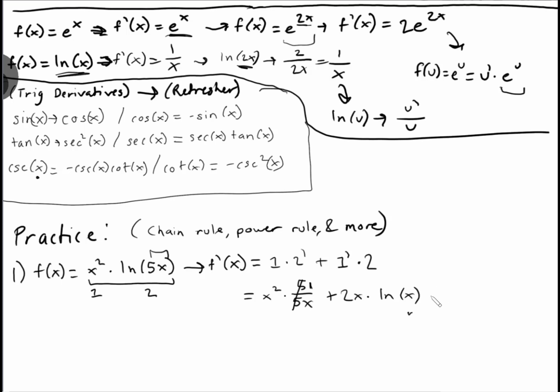Now putting all of this together, well, x squared times 1 over x just gets you x, so this is just x, and that cancels out, plus 2x ln x. So our final answer is going to be x plus 2x ln of x. So you'll see how these rules are all applied. Now let's do a practice with some e to the x functions.